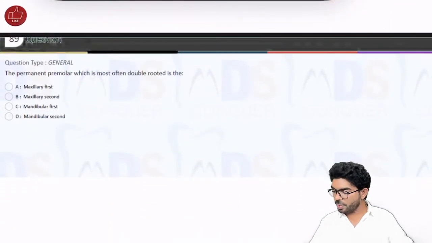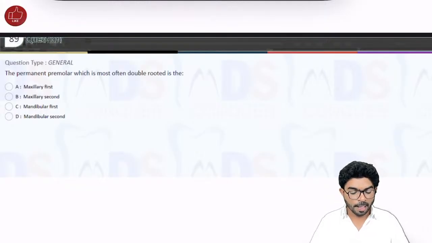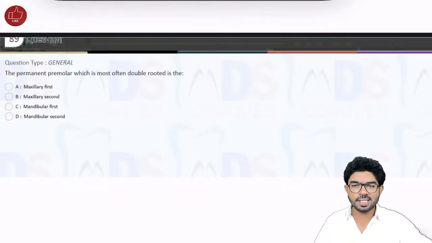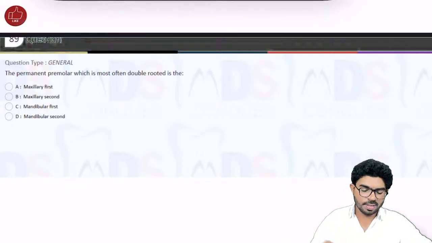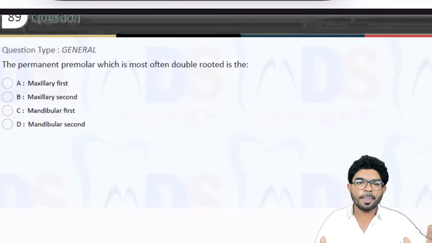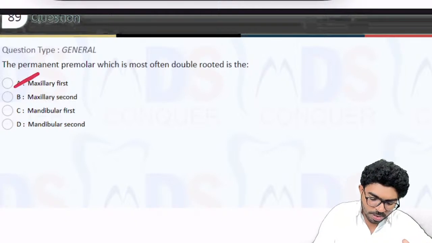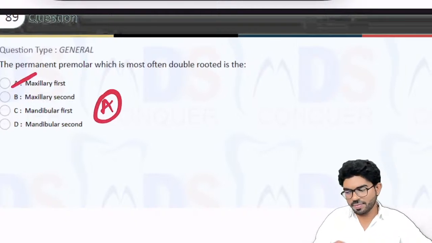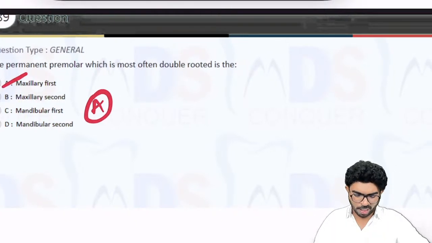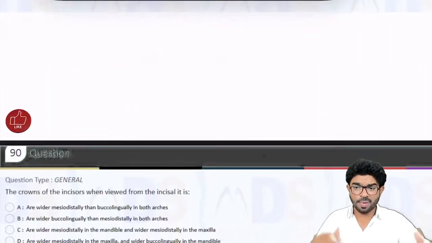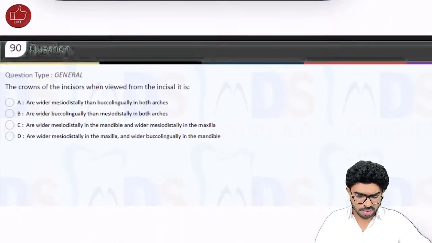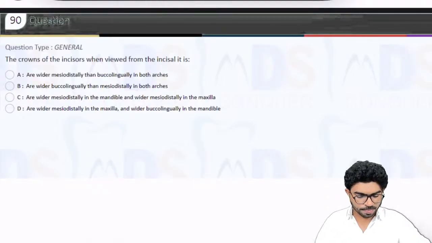Then jumping into question number 89. Permanent premolar which often has double roots. Most of the premolars except your maxillary first premolar are going to have single roots. Straightforward, double roots. All the premolars are given. The answer is option A. Most of the others, particularly mandibular, are going to have single roots. I hope you have done extraction, so it's not a tougher concept.